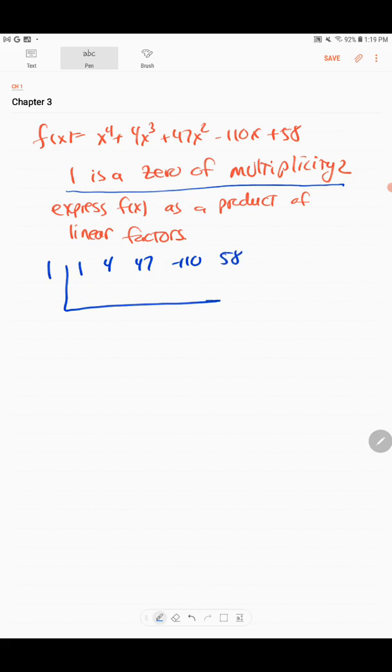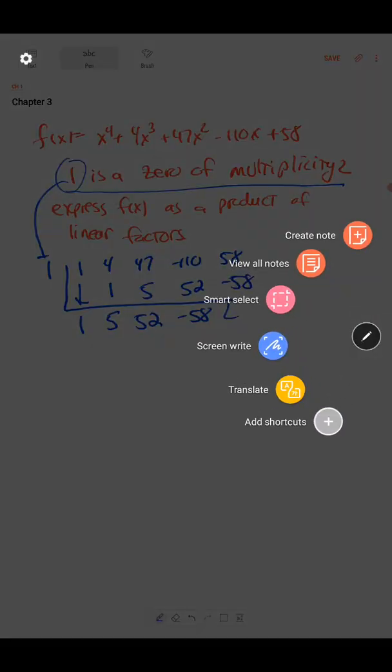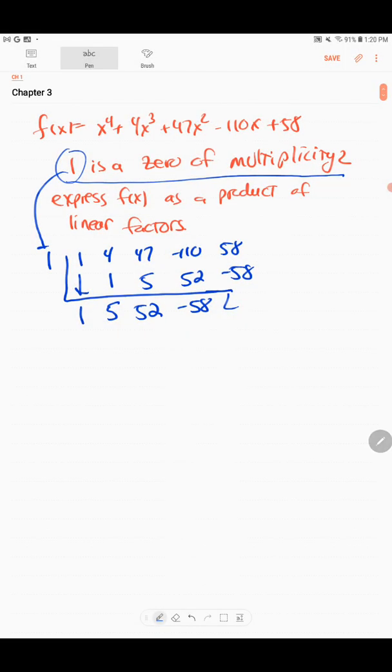Now in this case, because they told us the 0, we don't have to use the rational 0 theorem. We can go straight to division by 1. So we put this here, bring down the 1, multiply, add, multiply, add, multiply, add, multiply, add. So notice, sure enough, we got a 0.